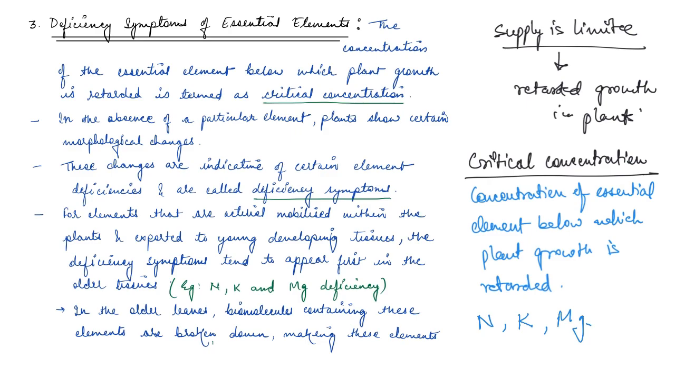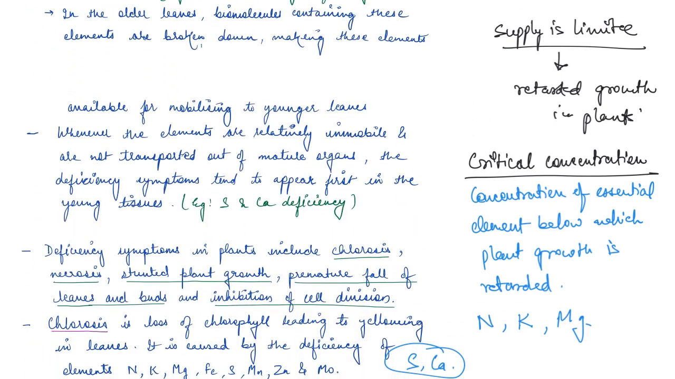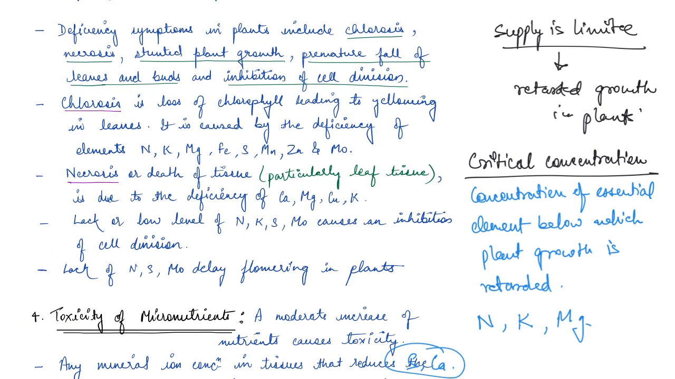An example of this is sulfur or calcium. These are part of the structural components of the cell, and they are not easily released, right? Because of this, if there is a deficiency of sulfur or calcium, you will see it first in the young tissues, right? Now, guys, there are a lot of deficiency symptoms which can be seen in plants.